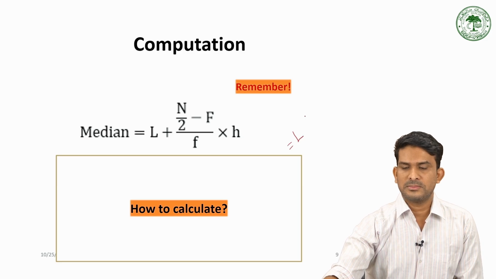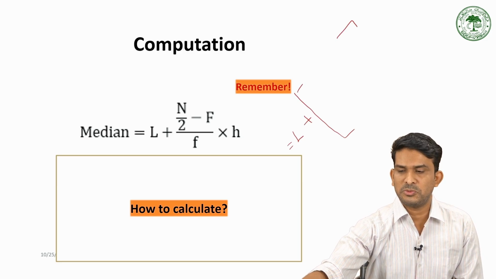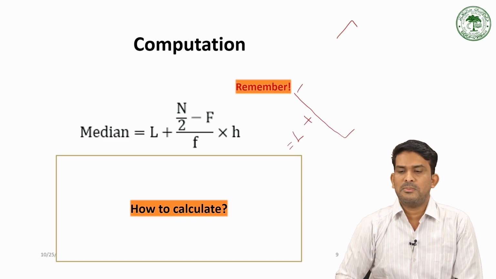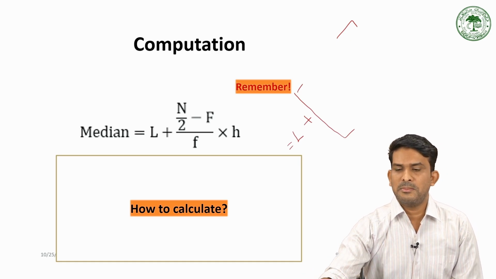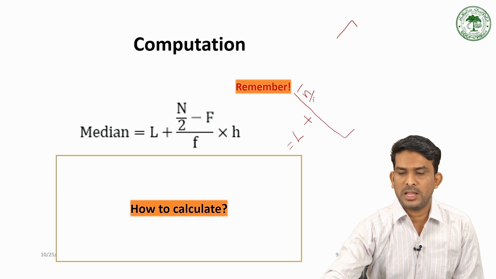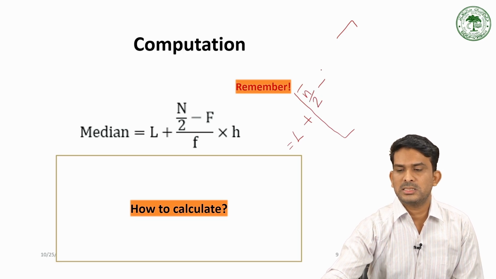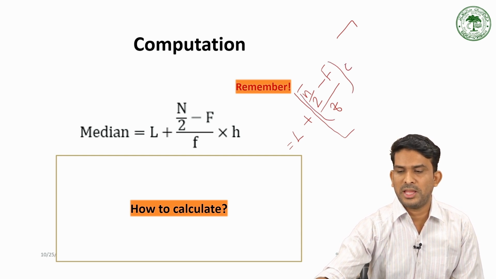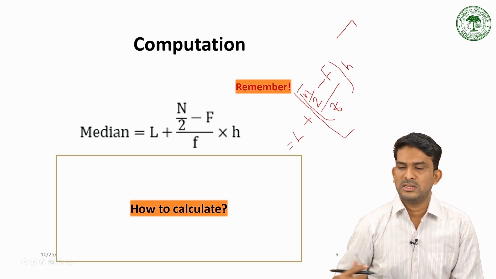L plus, in a very big bracket, n by 2 minus f, divided by small f, into c or h. I am just putting it in a bracket and multiplying by c or h. This is the equation.